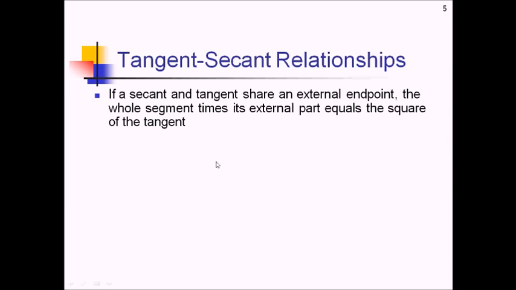Our last relationship is between a tangent and a secant. If a secant and tangent share an external endpoint, like in this picture here, we have this tangent and this secant meeting at Q, then the whole segment of the secant times its external part equals the square of the tangent. So just like the last rule, we have A times (A plus B), but now this is going to equal just C squared.